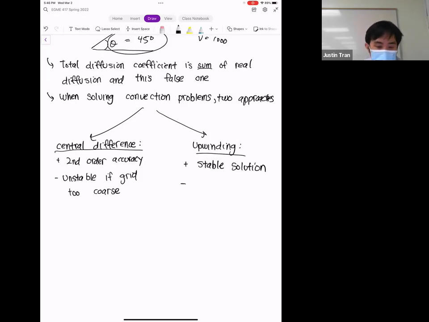So upwinding was putting more weight on the upstream, and so that's either using a forward difference or backward difference, depending on which direction the velocity is going.